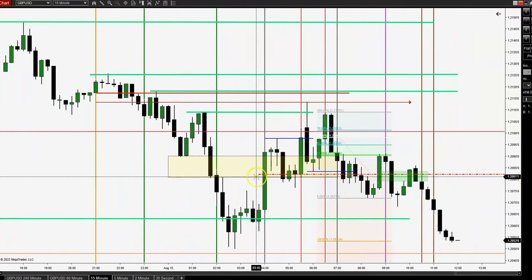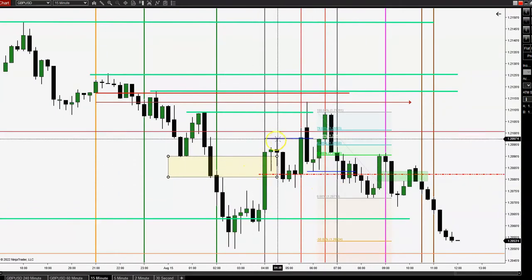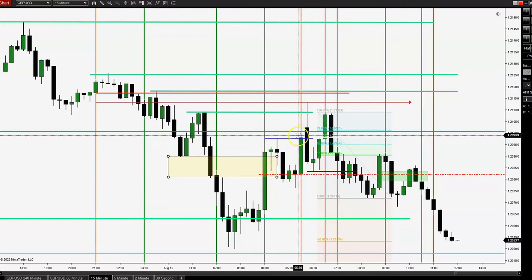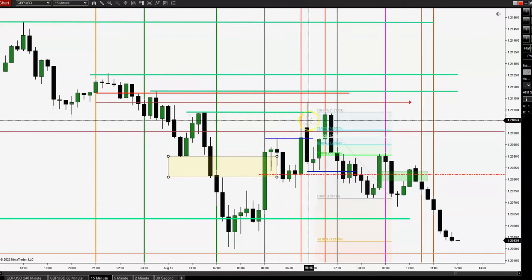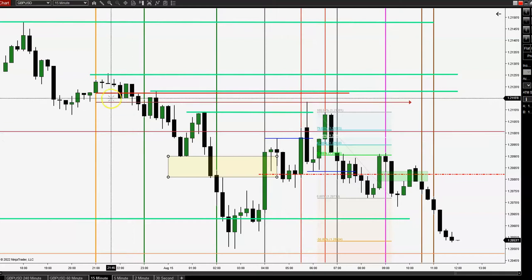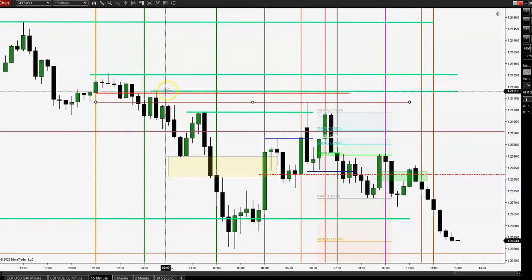Here's where it rebalanced. Now I can always make this smaller here because the rebalance was here on the 60-minute. Took out the buy side liquidity here. It went up. This was the green candle on the 60-minute, right? This particular line.